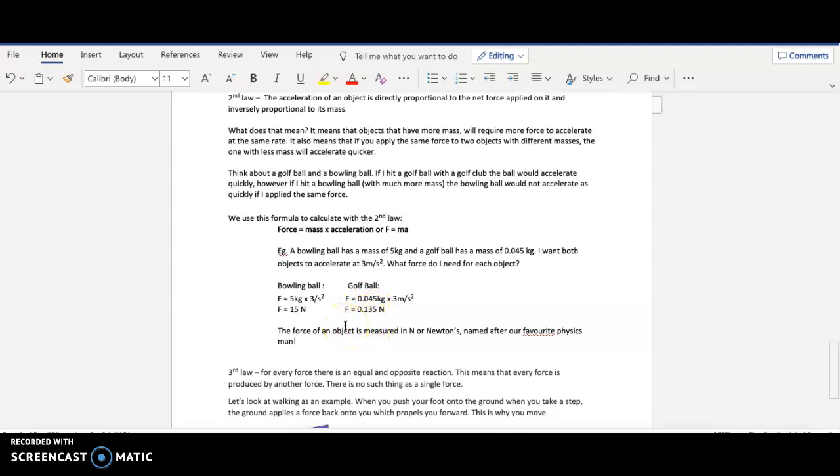So you're wondering, what the heck's a newton? Well, newton is the term we measure force in. So that's just like how we have kilograms or meters per second. Right here should be 3 meters per second squared. Force is measured in newtons, named after our favorite physics man, Newton himself. Got a little bit greedy, named it after himself. So anyways, you can clearly see that with a bowling ball that weighs much more, if we want them to travel with the same acceleration, it needs way more force than the golf ball.